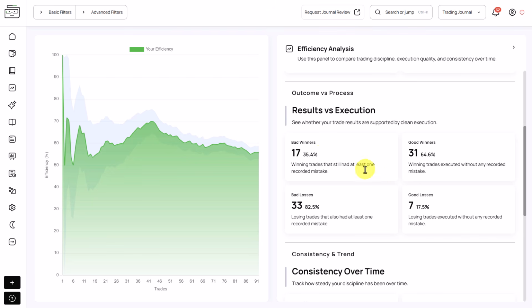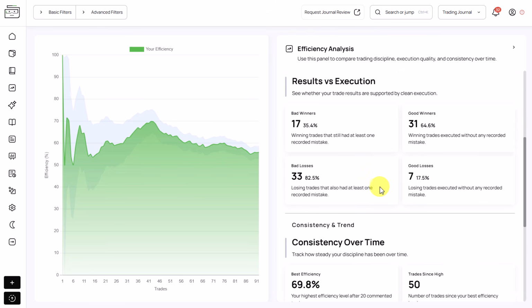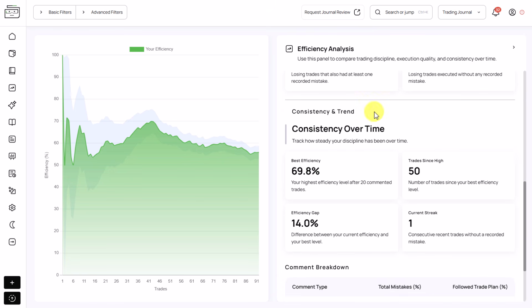So you can see you get a much deeper insight into how well you're executing your trades, and then you can connect that to your performance. And then we have consistency over time. So how consistent are you in your trading behavior and your discipline?